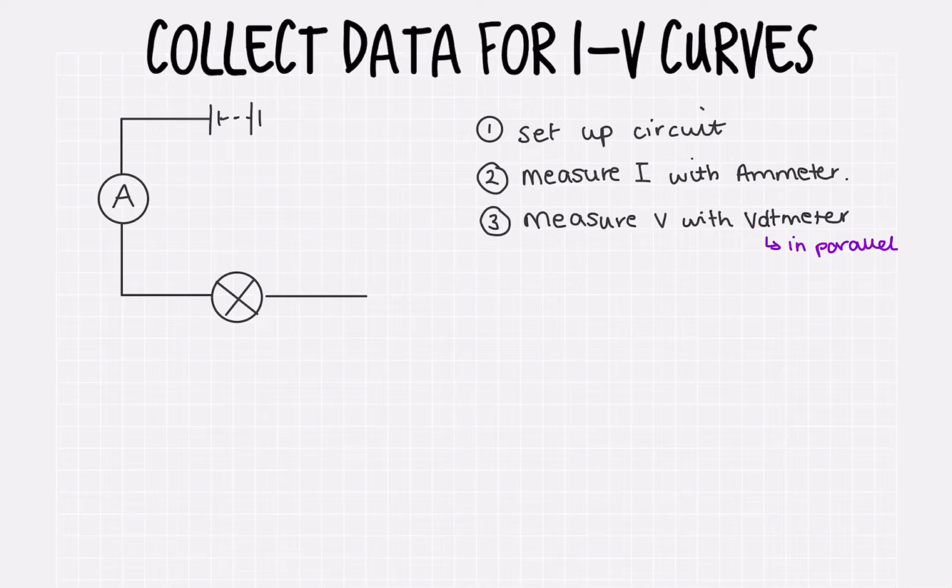So what's that going to look like in our diagram? Well, that means that my voltmeter, rather than being in the same loop as the rest of the circuit, is going to have to be attached across the light bulb. So we're going to put it down here.